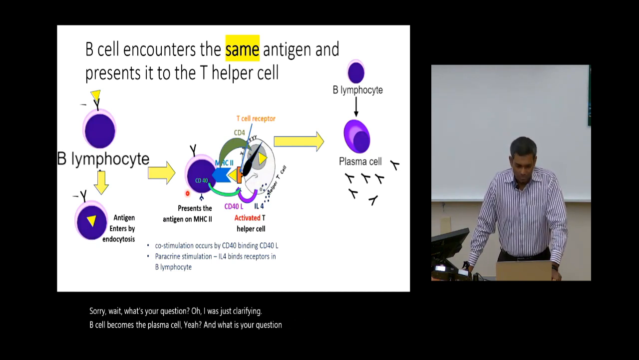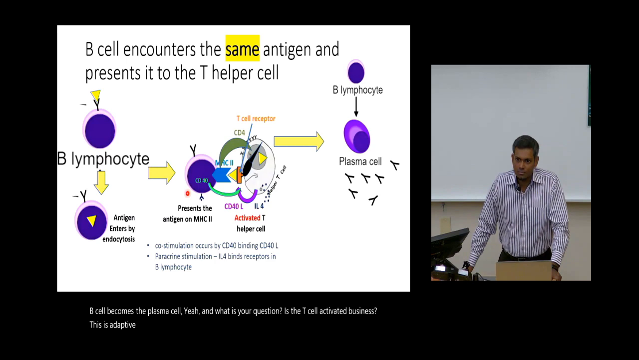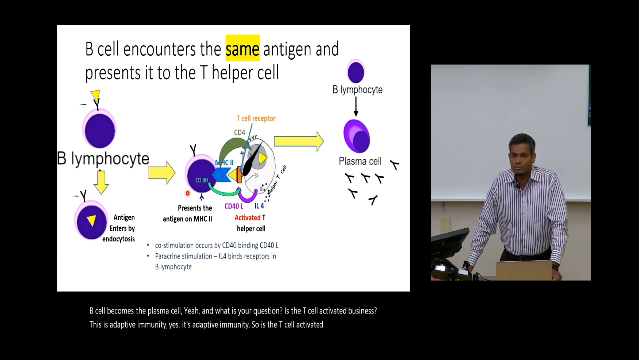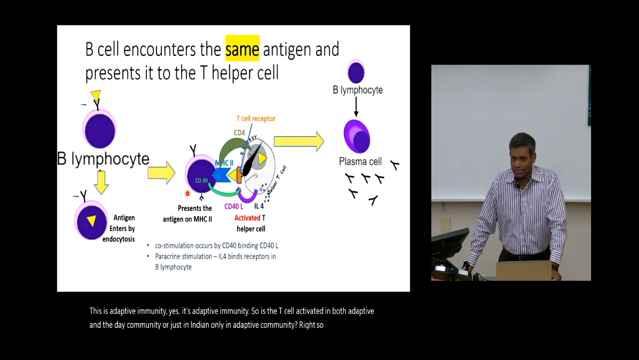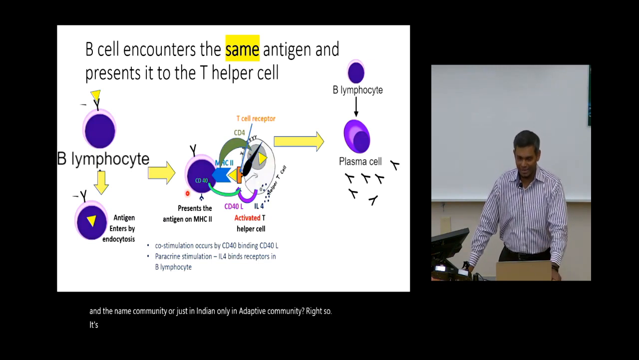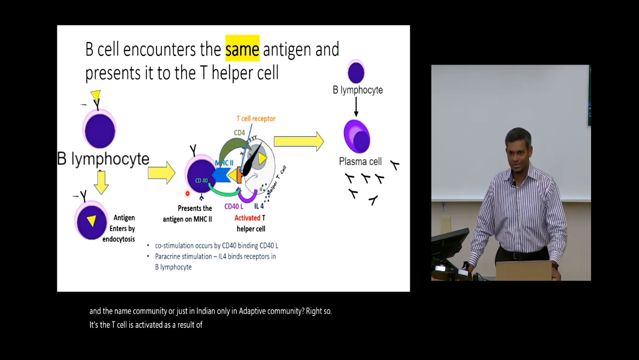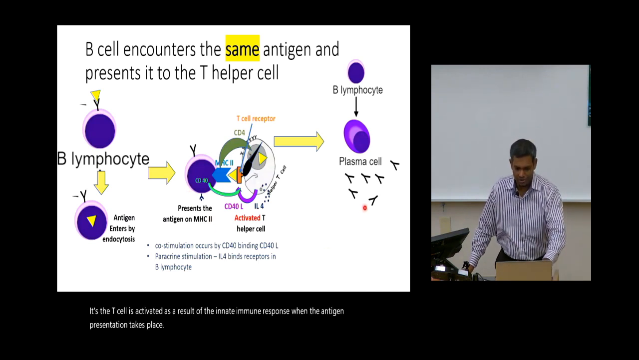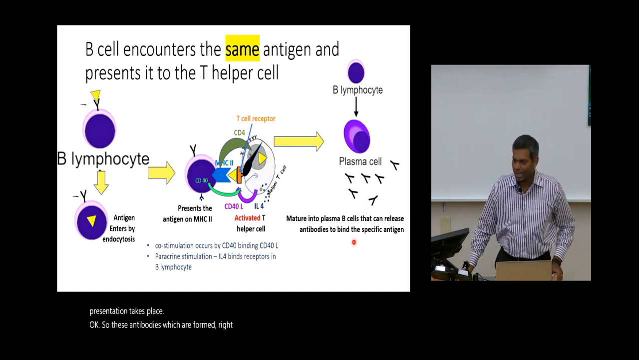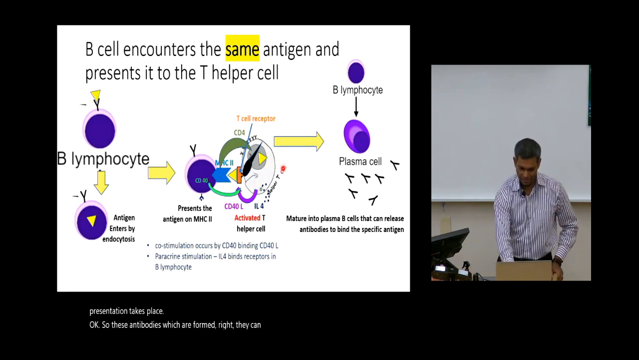Is this adaptive immunity? Yes, this is adaptive immunity. So is the T cell activated in both adaptive and innate immunity, or just in innate? Only in adaptive immunity, right? So the T cell is activated as a result of the innate immune response when the antigen presentation takes place. Okay, so these antibodies which are formed, right, they can recognize this specific antigen, right?